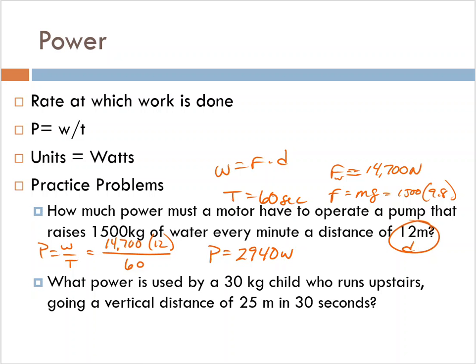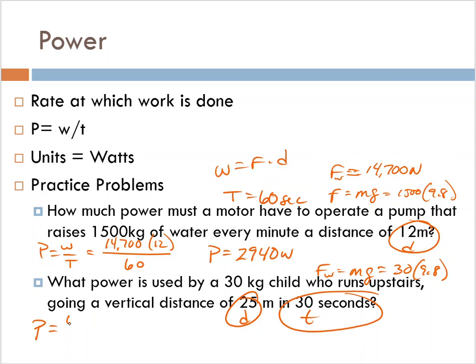So what power is used by a 30 kilogram child who runs upstairs, going a vertical distance of 25 meters in 30 seconds? Well, we're going to do this the exact same way. Force in this case is going to be the weight. So I have the mass of the child times gravity, which is 30 times 9.8. Here's our distance. Here's our time.